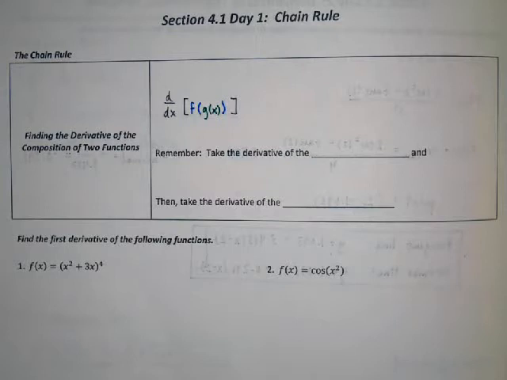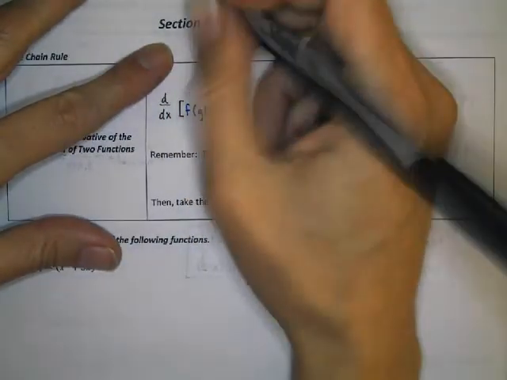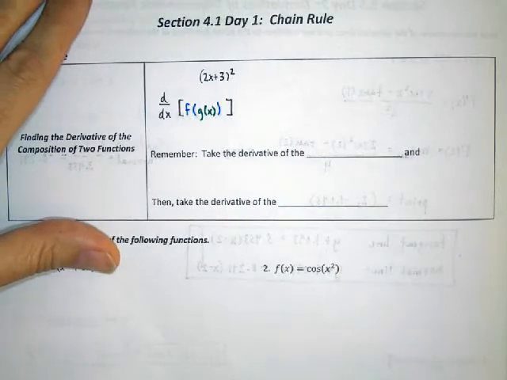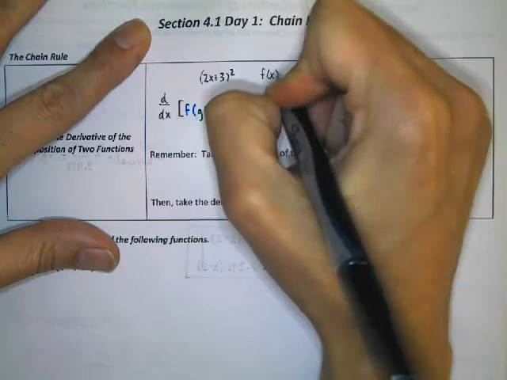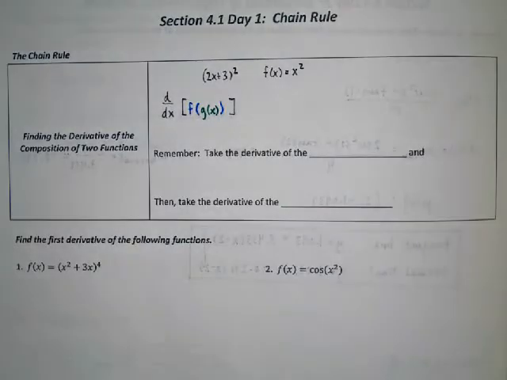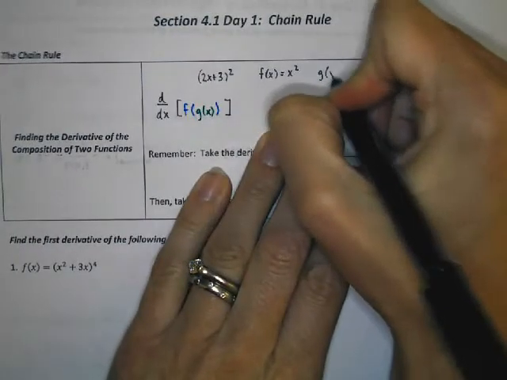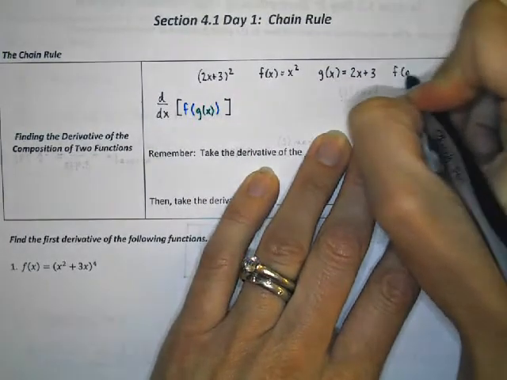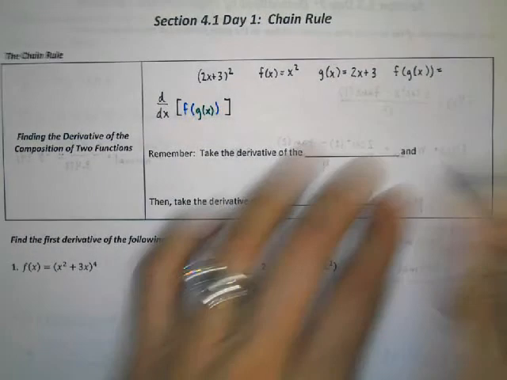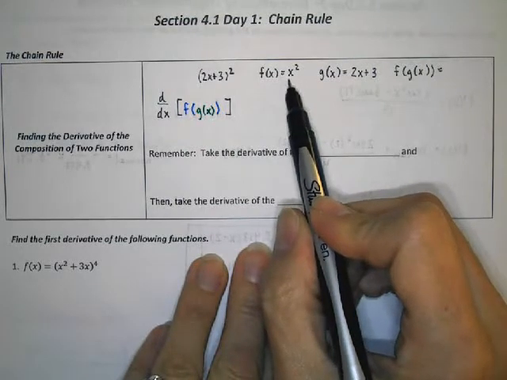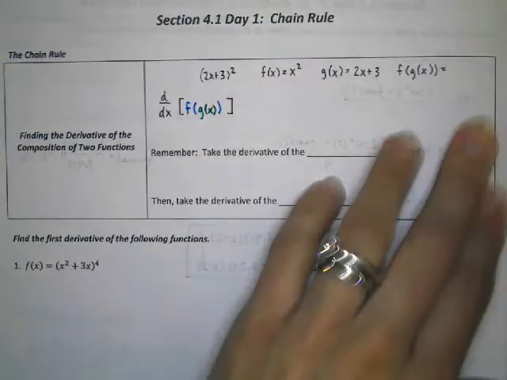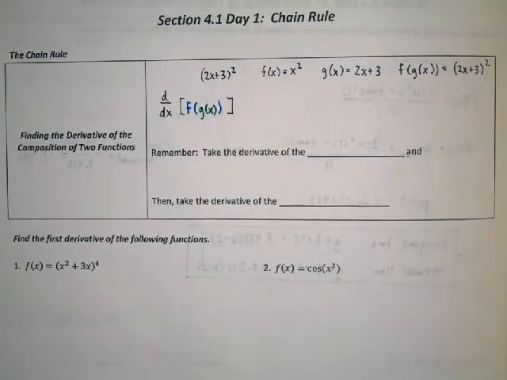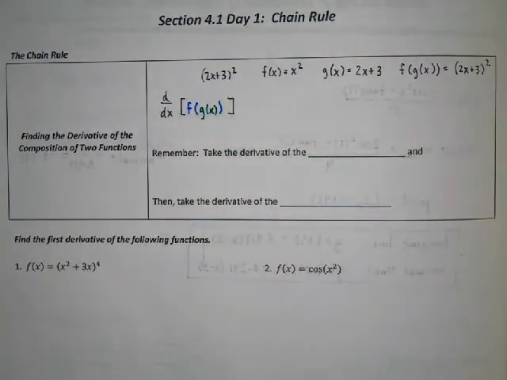So for example, let's just take a quick little example. Let's look at the function 2x plus 3 quantity squared. So we could say our function f of x is x squared, kind of that outer function, and our inner function g of x is the inside, or 2x plus 3. So if I were going to take the composition f of g of x, we know that means wherever I have x in my function f, I'm going to replace it with g of x. So in this case, my composition would be 2x plus 3 quantity squared. So that's the kind of function we're talking about here.